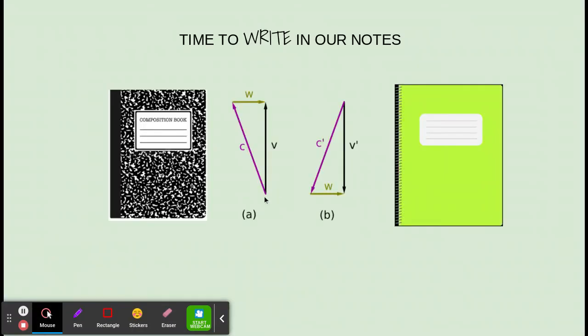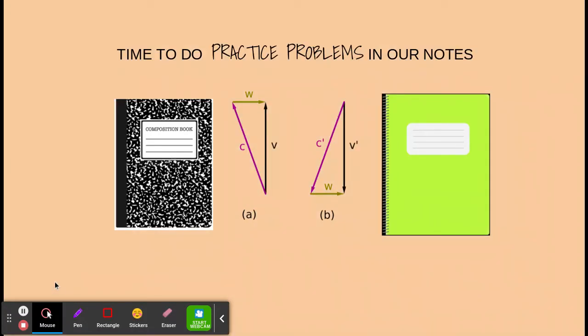Okay, now it is time for you to write in your notes. There are just a few fill in the blanks to do. And now time to do the 2 practice problems.